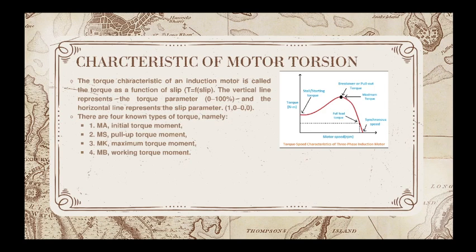And the characteristic of motor torsion, we can see it from here. The torque characteristic of an induction motor is called the torque as a function of slip. The vertical line represents the torque parameter, from 0 until 100%, and the horizontal line represents the slip parameter, from 1.0 until 0.0. There are four known types of torque, namely Ma, initial torque moment, Ms, pull-up torque moment, Mk, maximum torque moment, and Mn, working torque moment.